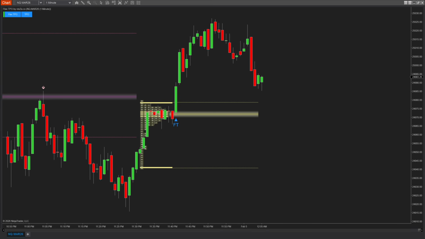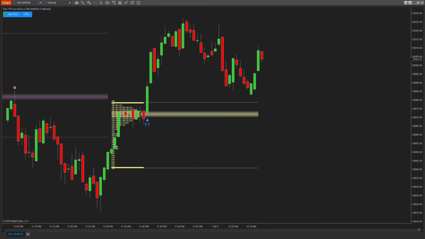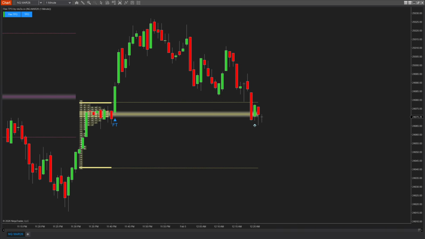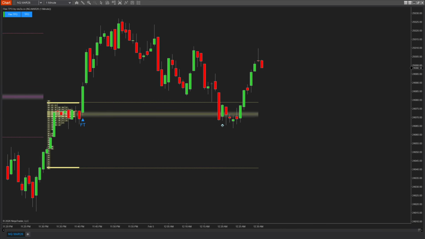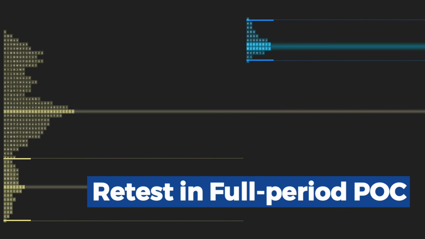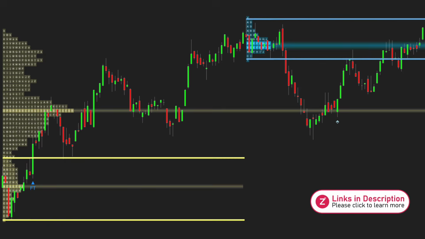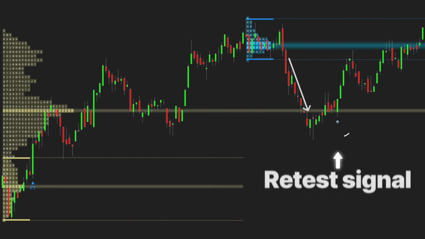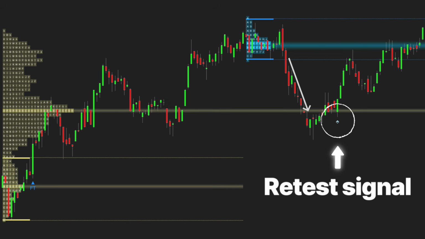Additionally, retest signals can also occur in the case of an initial balance gap. When a new initial balance forms entirely above or below the previous one, Flex TPO will identify the full period POC of the prior period. If price then returns to this full period POC zone and meets the conditions, Flex TPO will generate a retest signal based on the full period POC.